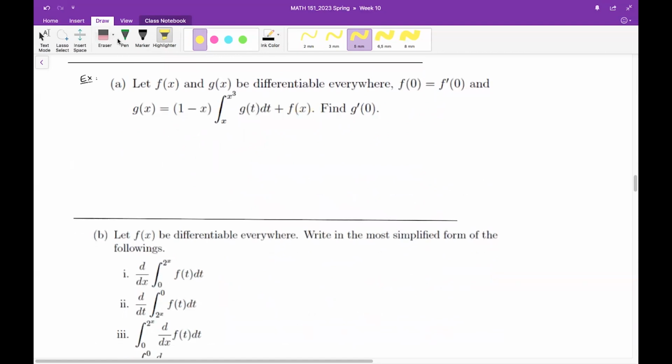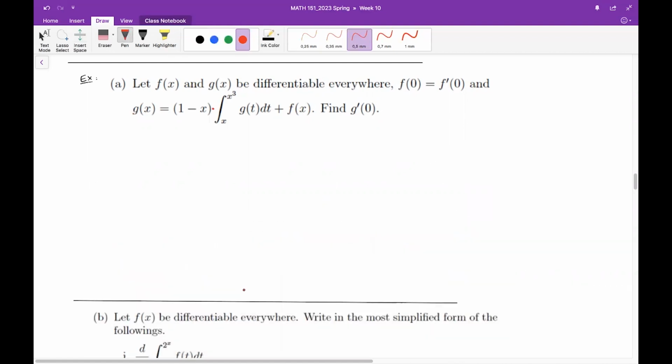This is a very nice example. In fact, let me tell you a secret. This was a previous year's final exam question. Okay, let's try this one together. This was a previous year's past exam question. Okay, what do we want to find? We want to find g prime 0.